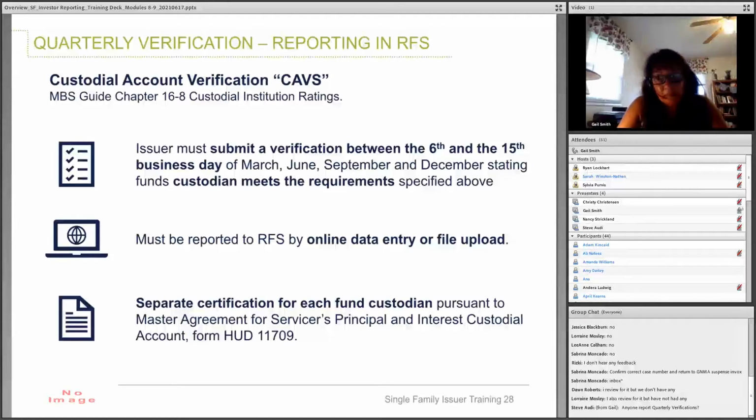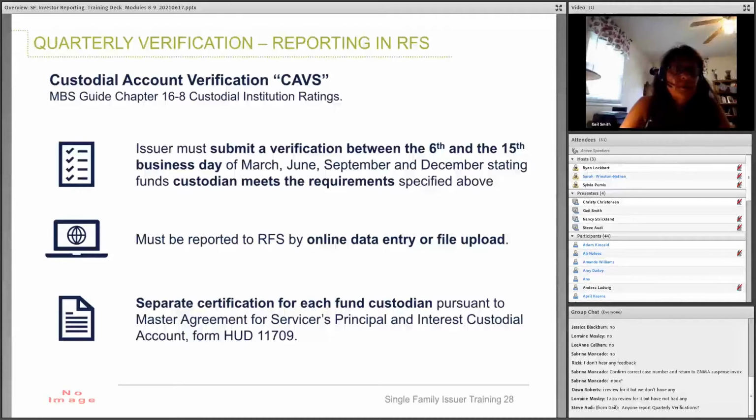This data may be reported by online data entry or file upload, and I believe to this day, since we put this process in place, I still do not believe we've received anything uploaded into RFS, which is fine. I personally think it's easier to do it online, but it's a personal preference. There must be a separate certification for each fund custodian pursuant to the Master Agreement for Servicers Principal and Interest Custodial Account, HUD Form 11709.